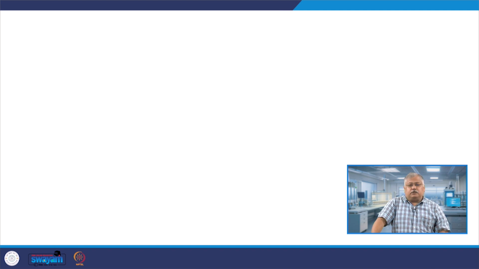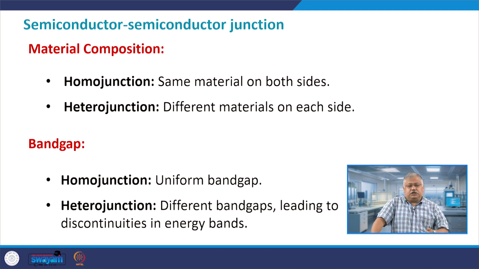Now, let me explain to you maybe the material composition. So, let me look at the semiconductor junction. There are two types of semiconductor junction. One is known as a homojunction, where the material is the same on both sides of the junction, and we have a heterojunction where the material is different on both sides of the junction, right.